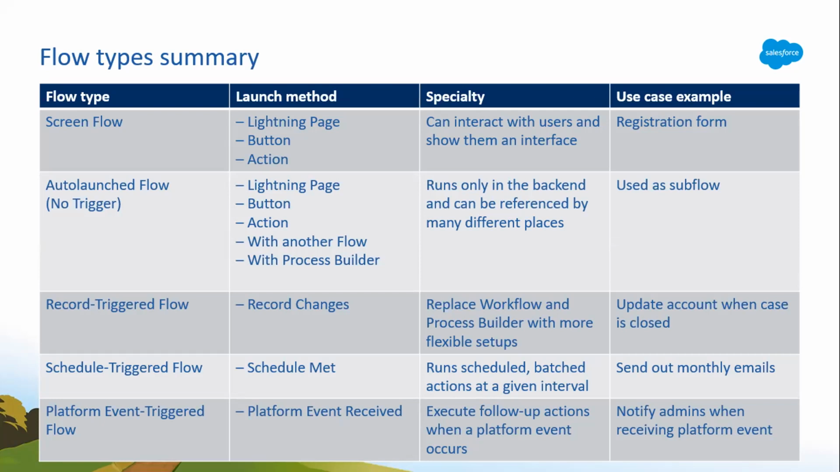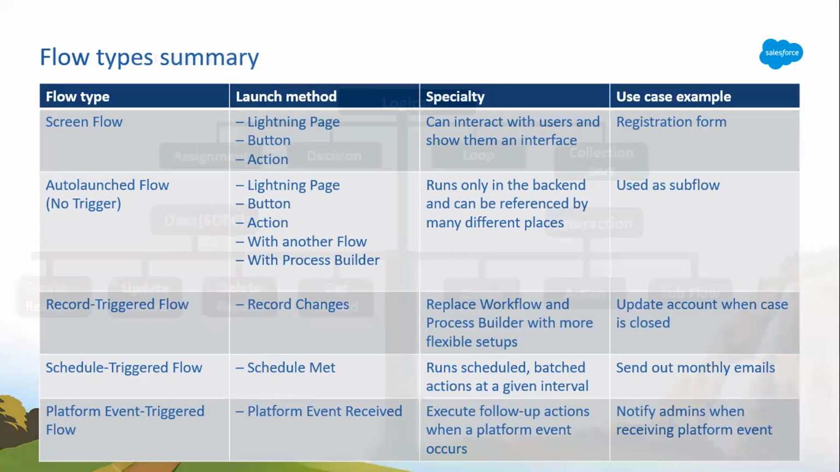And then the platform event trigger flow. It is launched when a platform event message is received. As soon as the platform event message is received, this platform event trigger flow will launch. Here the specialty is that it will execute as a follow-up action as a part of the platform event. That means if any platform event occurs, we can send a notification email; that can be thought of as a use case for the platform event triggered flow. Anyway, we are going to demo all those flow types.